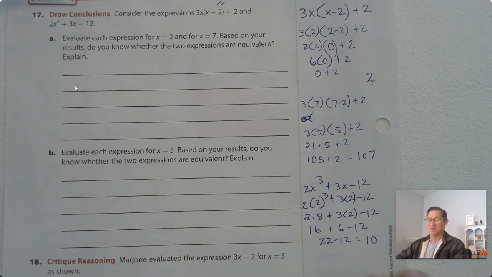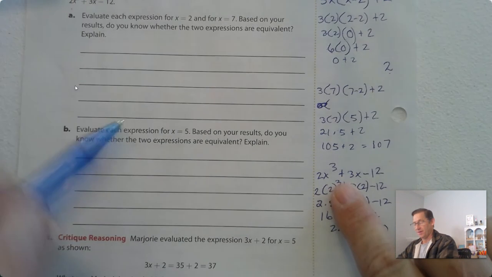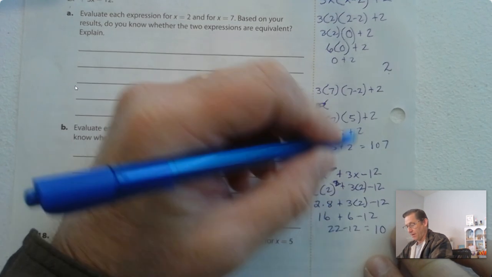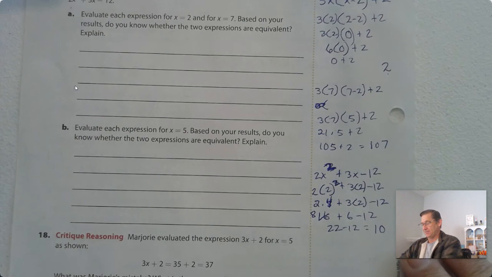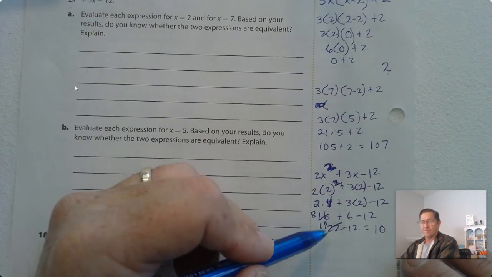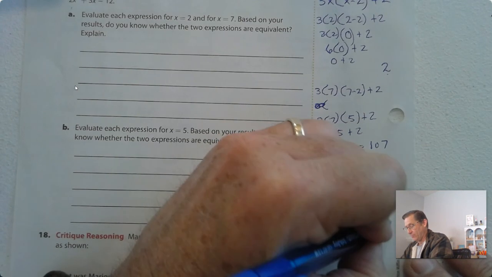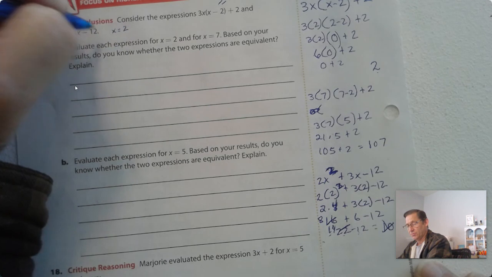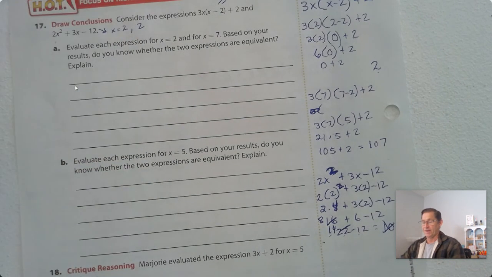Oh, I just noticed I wrote the problem wrong. It's not 2x cubed, it's 2x squared. That's going to change my answer, isn't it? All right, so 2 squared is 4. That gives me 8 plus 6. Well, yeah, that's significantly different. 8 plus 6 minus 12. 14 minus 12 is not 10. 14 minus 12 is 2. So when x equals 2 in this problem, the answer is 2. Okay, so they're the same right now.